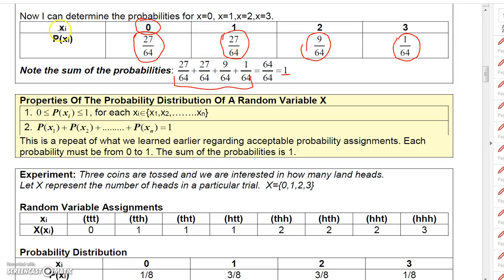Now this table up here is actually called the probability distribution for the random variable. The properties of a probability distribution of a random variable basically mirror what we talked about for acceptable probabilities. The probability of each of these events has to be between 0 and 1 inclusive. They can be 0, 1, or any number in between. And you'll notice each of these numbers is some value between 0 and 1. And then the other thing is that the sum of each of those probabilities must add up to 1. Okay, and like I showed you there, all of these add up to 1.